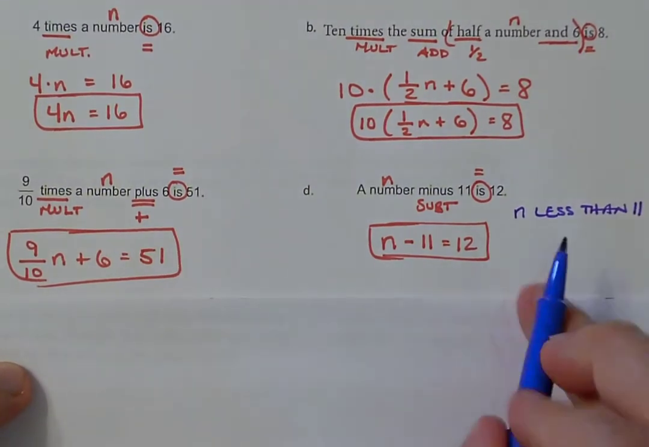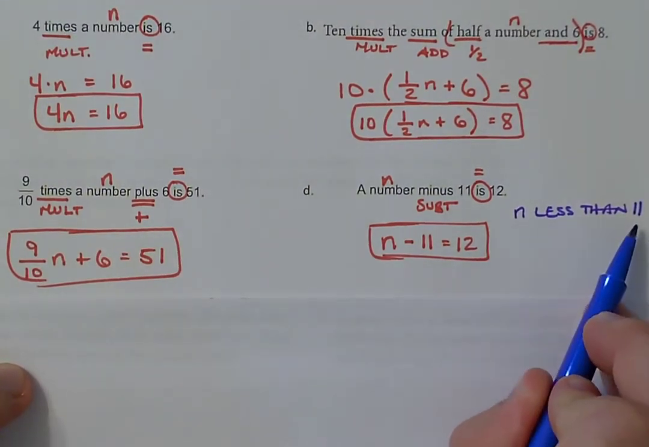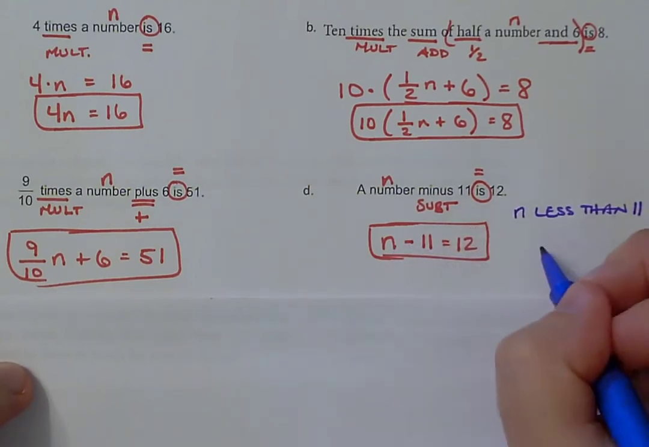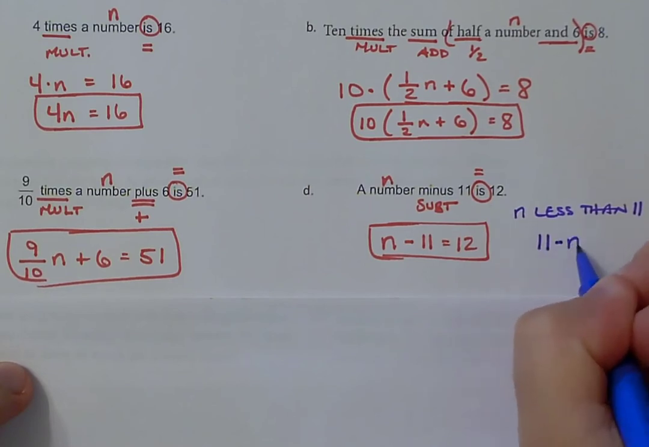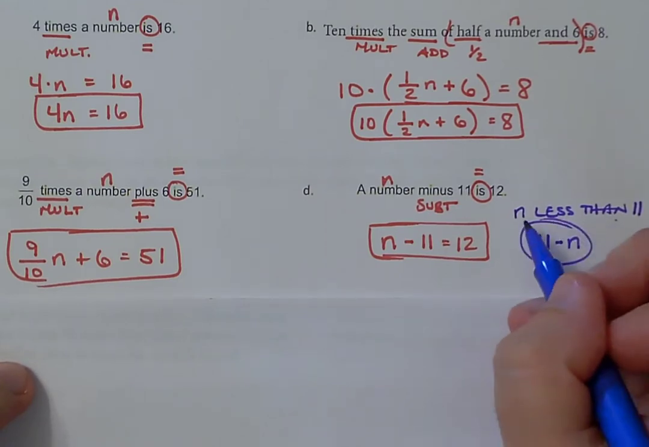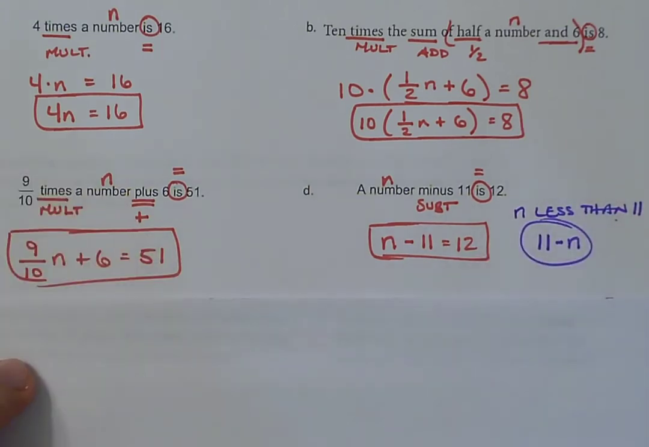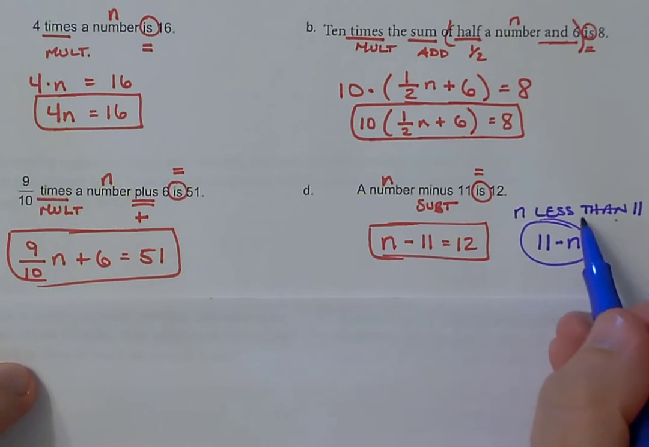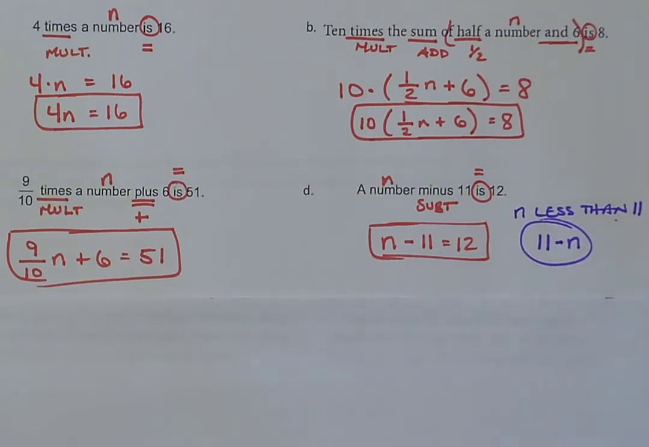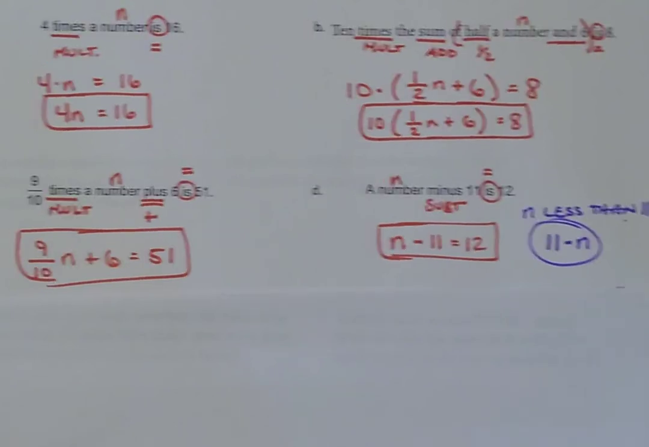So if I talked about n less than 11, what that would mean, instead of n minus 11, it would end up being 11 minus n. Okay, less than is going to imply subtraction, but it's not n minus 11. We have to go through and flip the order to make it 11 minus n. So something to be aware of. Subtraction and division are going to be the ones that the way it's phrased could represent something different.